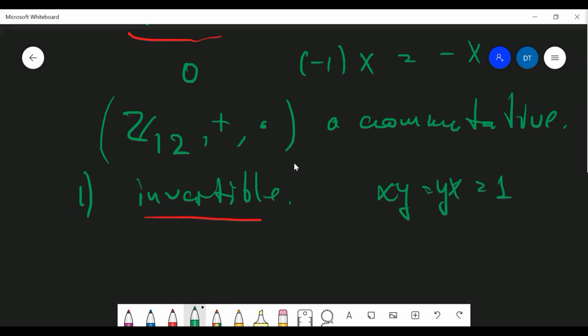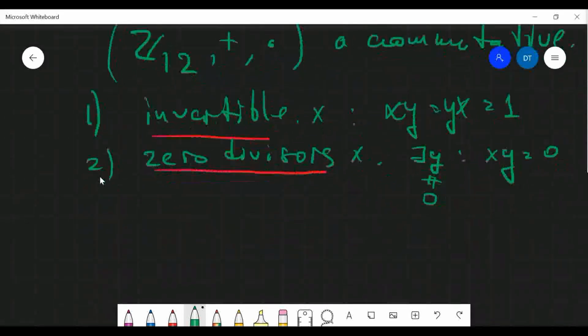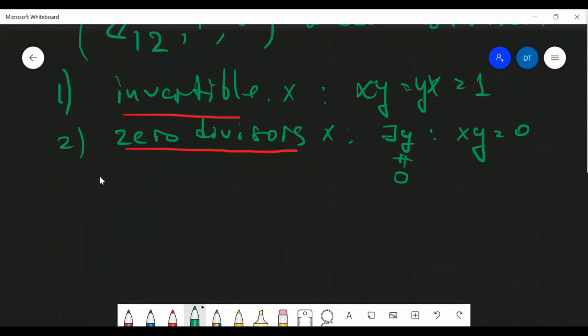Then we have zero divisors. What are the zero divisors? An element x is a zero divisor if we can find a non-zero y such that x times y equals 0. In this case, it doesn't matter which order I choose because the ring is commutative. If it's a zero divisor, then it's at the same time a left and right zero divisor.